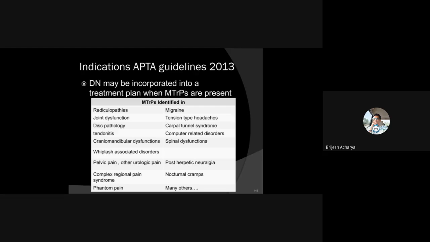These are the indications of dry needling: radiculopathies, joint dysfunction, disc pathologies, tendinitis. Where there are trigger points, you can apply dry needling.